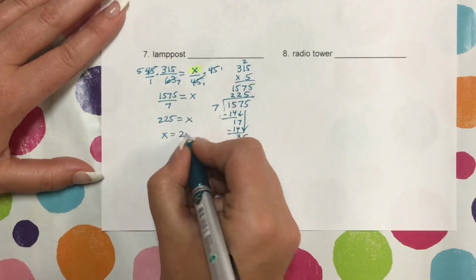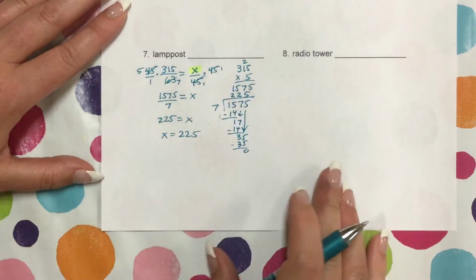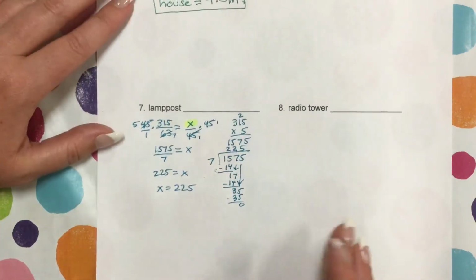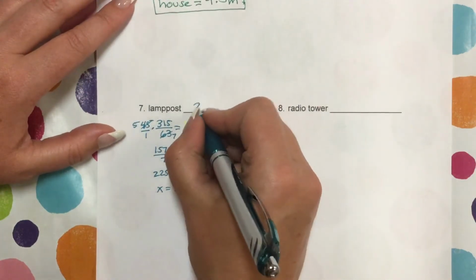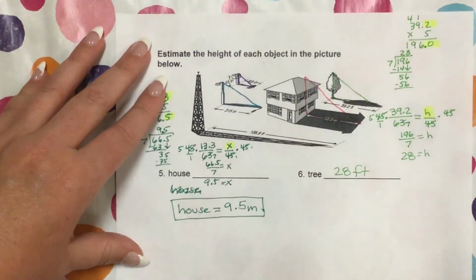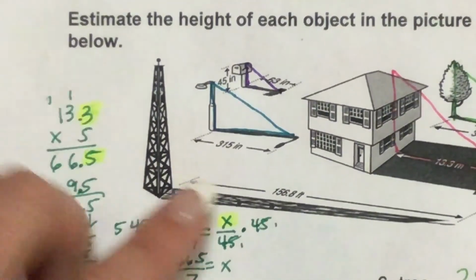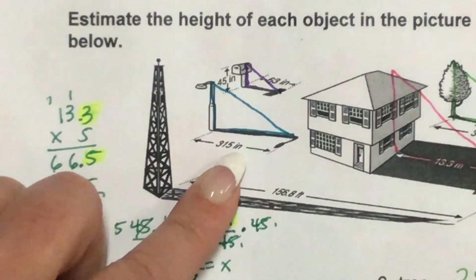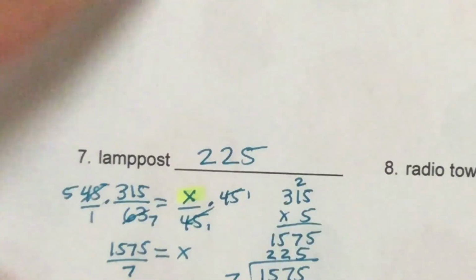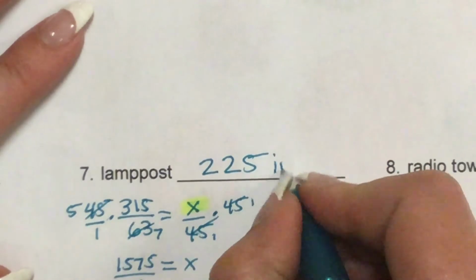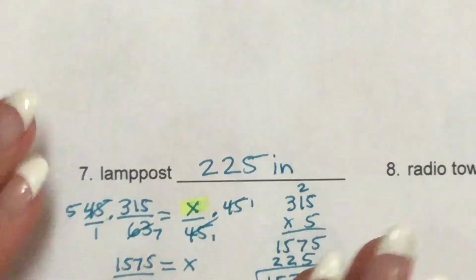X is equal to 225. So that means the height of my lamppost is 225, and then I just need to figure out what the units are. So I'm going to zoom into my lamppost, and if you can see right here, my units are in inches. So that means that my lamppost height is also going to be in inches. So if you got that right, great job.